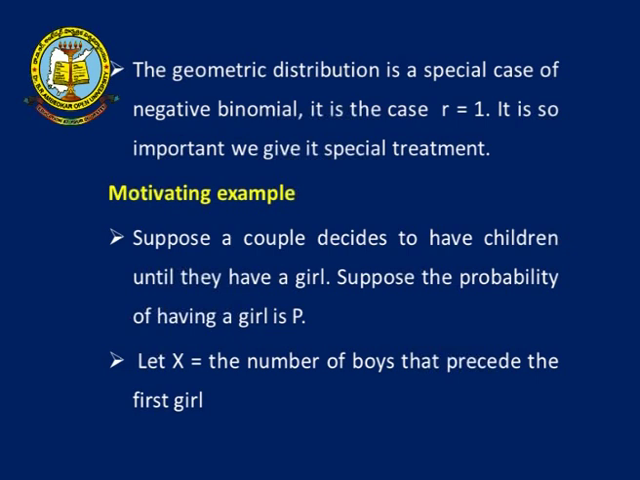So, as a motivating example, we can take one example here. Suppose a couple decides to have children until they have a girl. Suppose the probability of having a girl is P.